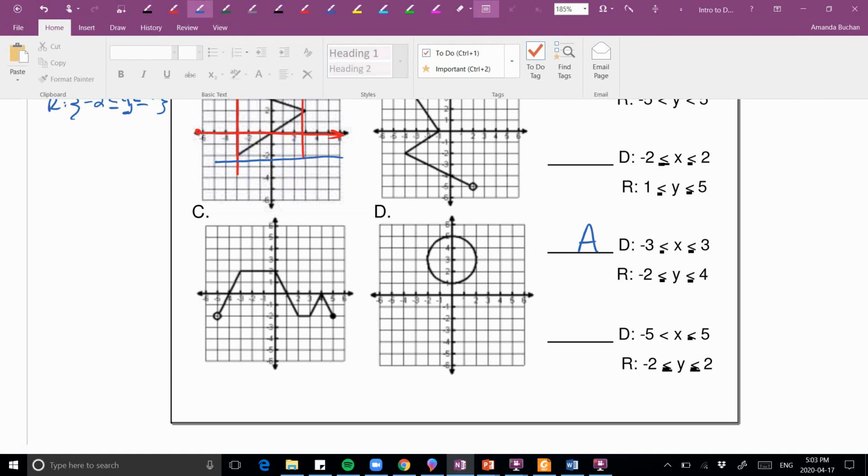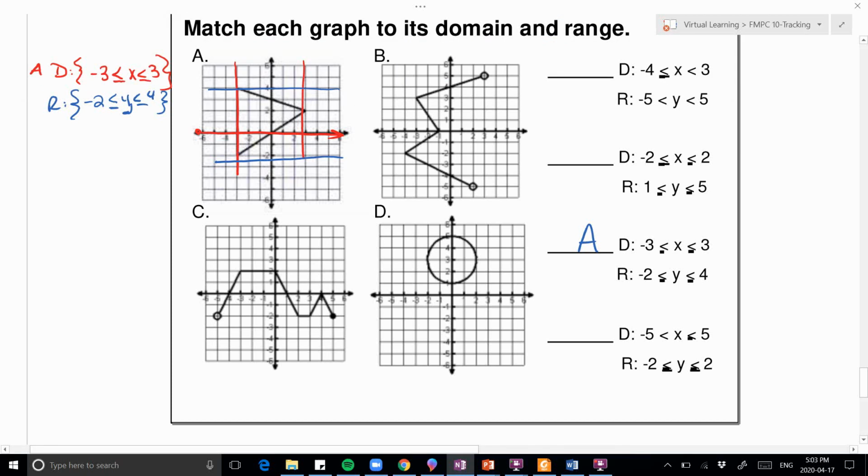Okay, so for B, we're going to deal with our domain. Okay, so on the small end here, it looks like I've got a -4. So we're going to have domain -4. And because it touches, it's going to be part of that data set. And on the big end here, I've got a 3.